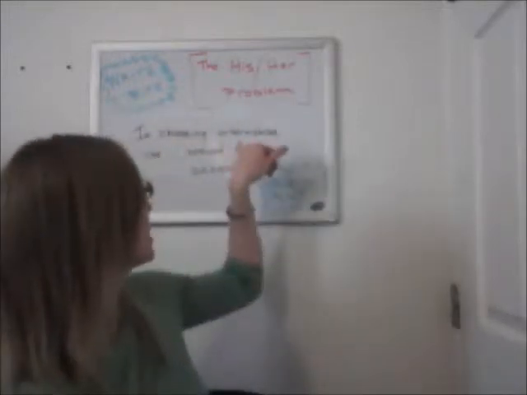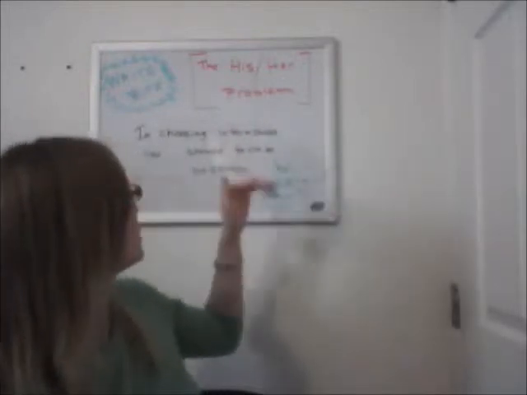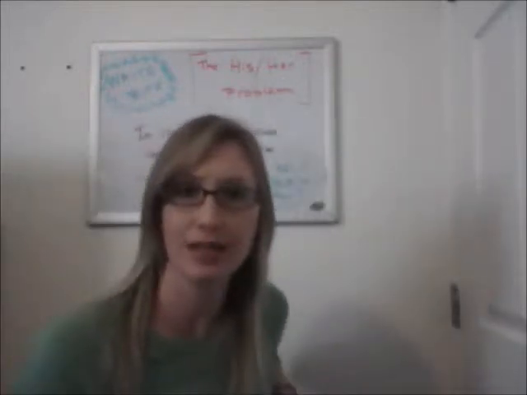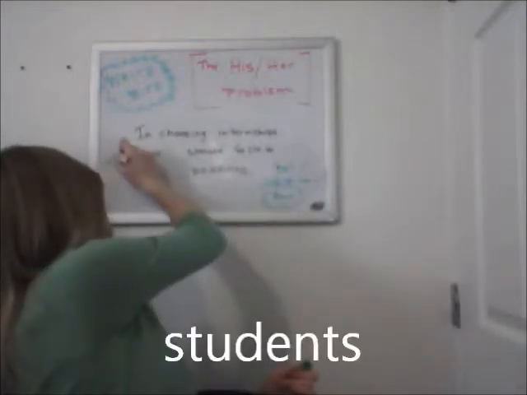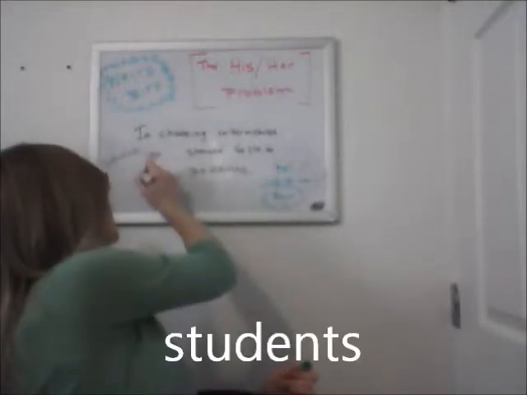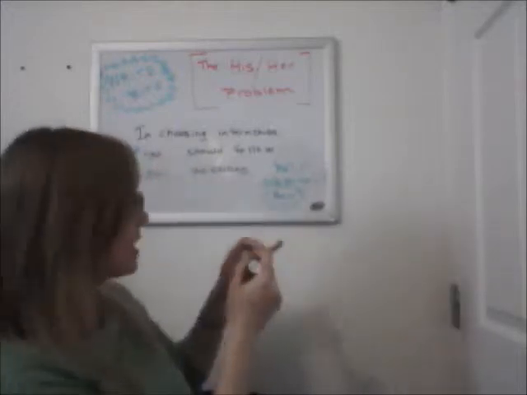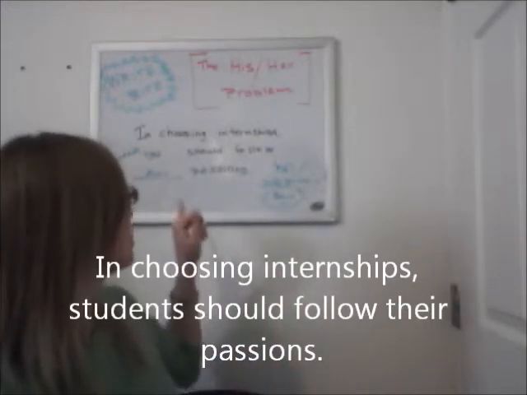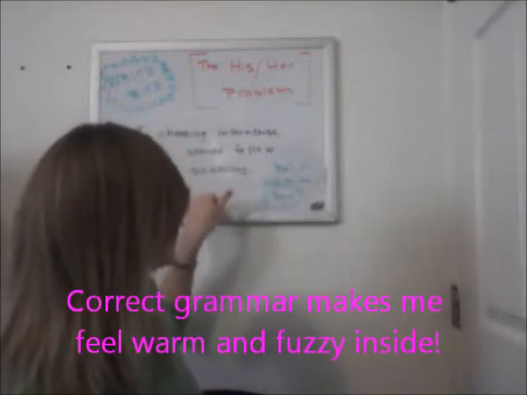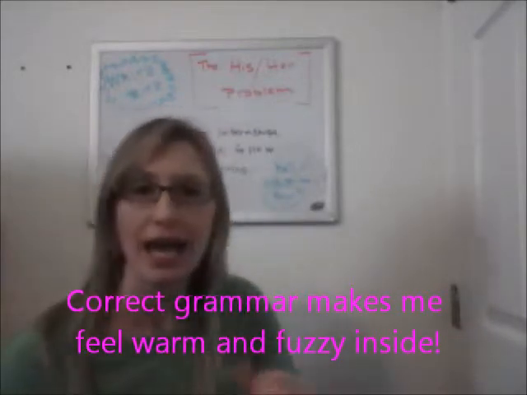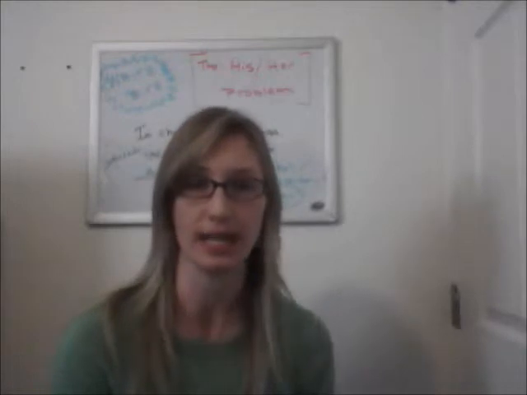So let's see, I'm talking about internships. People who are likely to choose internships, that sounds like students, right? I'm going to use the plural noun students. And then I'm going to fill in there. And I've got, in choosing internships, students should follow their passions. Now I've got a grammatically correct sentence. I've got the match in number, and I also have a more informative sentence.